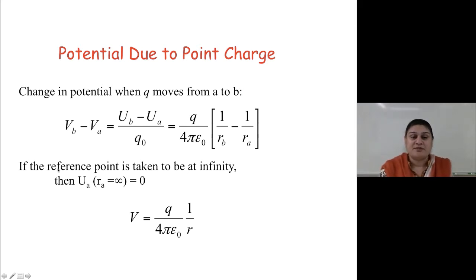Now what happens if you take the reference point at infinity? Then RA equals infinity, which gives you 0, or 1 over RA goes to 0, and we are left with Q over 4 pi epsilon naught times 1 over RB. Then we drop the B, and we are left with this equation.